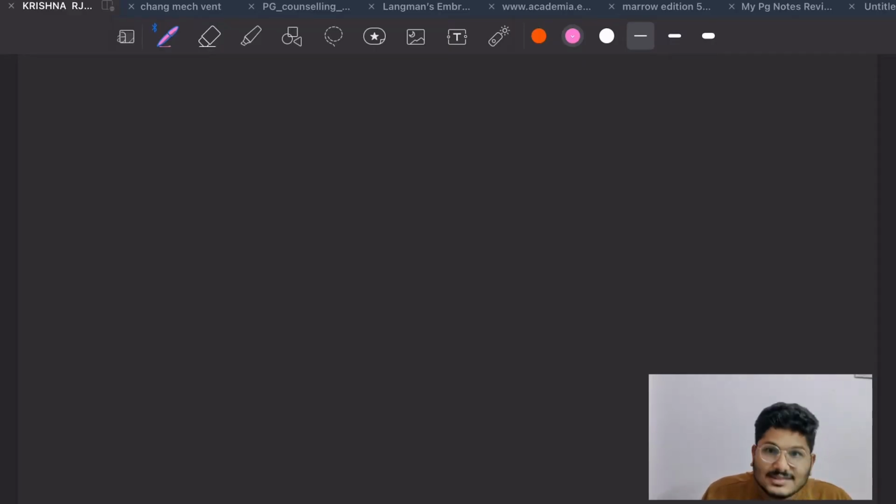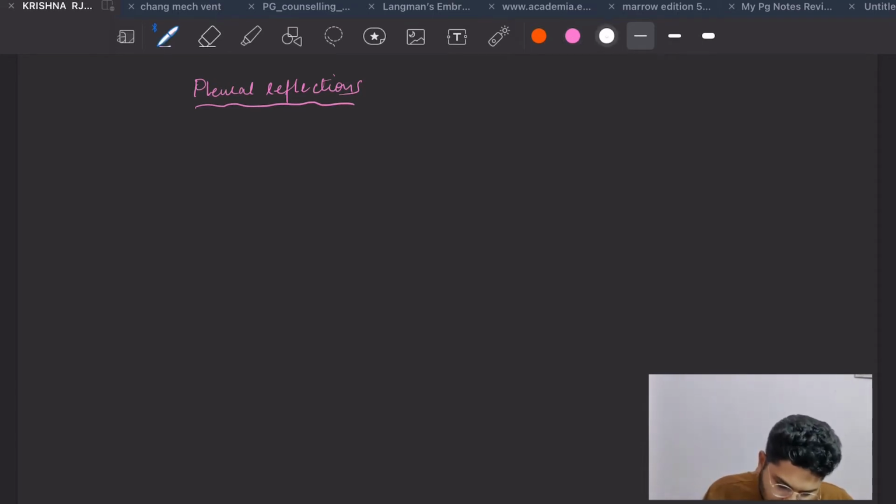So now we'll see the topic called pleural reflections. You can see on the screen the pleural reflections, or the borders of the pleura and the borders of the lung. It's very easy to remember. Imagine this is the right side and this is the left side, lung and pleura, and centrally we will have the sternum. This is the manubrium, the sternal body, and this is the xiphisternum.